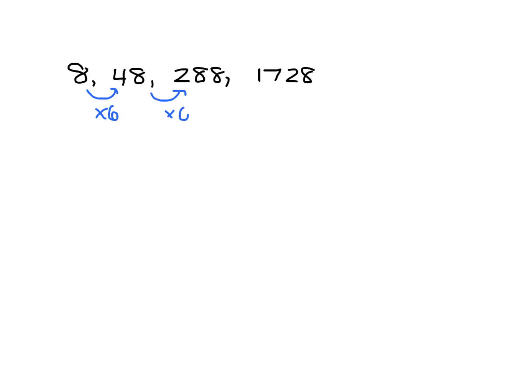Lastly, what if we had the sequence 8, 48, 288, 1,728? Well, from 8 to 48, we're multiplying by 6, so there's a pretty good guess. From 48 to 288, we're doing the same thing, and in fact, we are. 288 to 1,728, we're also multiplying by 6. So this is an example of a geometric, since we have a common ratio.